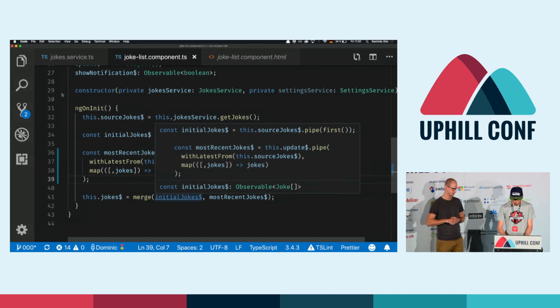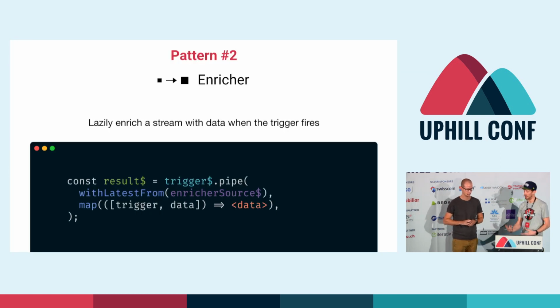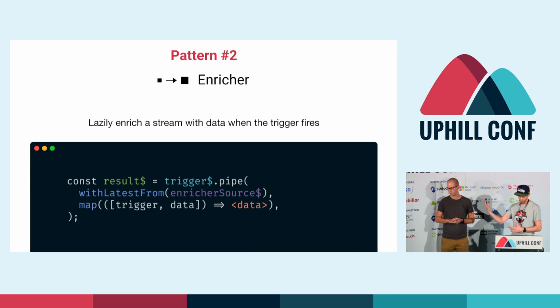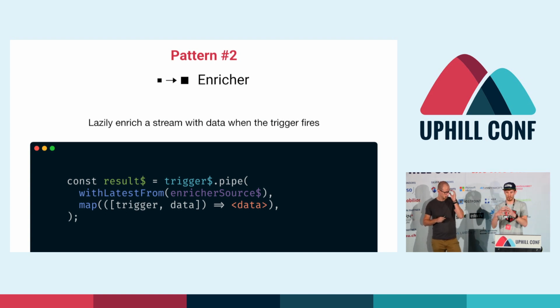Let's fix that. But before we do that, let's talk again about the pattern. The pattern that we just used is something that we call the enricher. It has the following structure: there's a trigger, very often a withLatestFrom, and then we use a map to enrich a stream. So that's what we call the enricher.